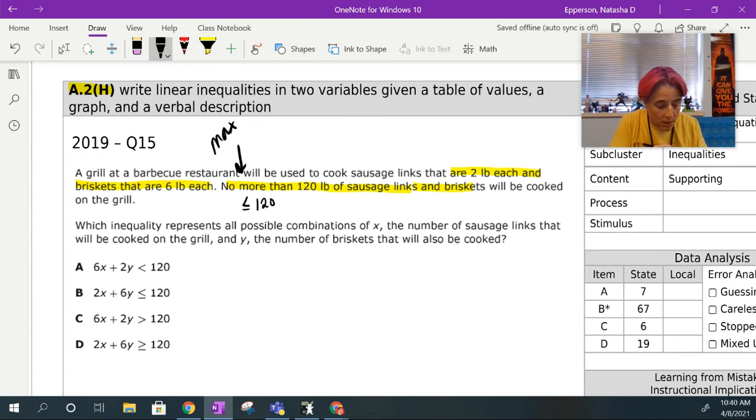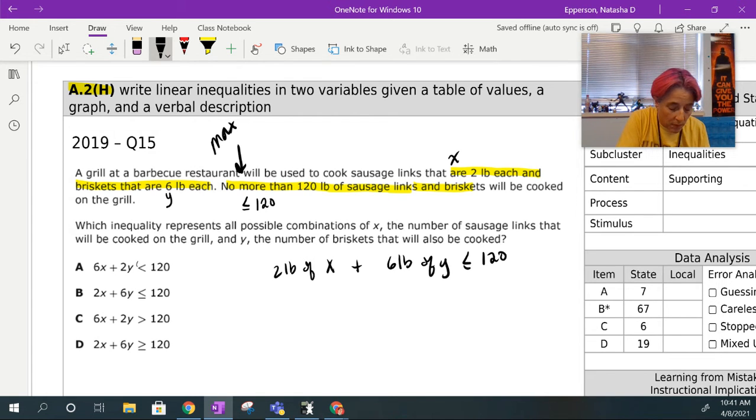All right, then it says, which inequality represents all of the possible numbers of x, the number of sausage links, so 2 pounds, that are cooked on the grill, and y, the number of briskets, so 6 is going to be y, that will also be cooked. So think about this. We've got 2 pounds of sausage links, so we're just going to put 2 pounds of x, plus 6 pounds of y, and the combination of that has to be less than or equal to 120. Okay, so let's look at our answer choices and see if we can eliminate some.